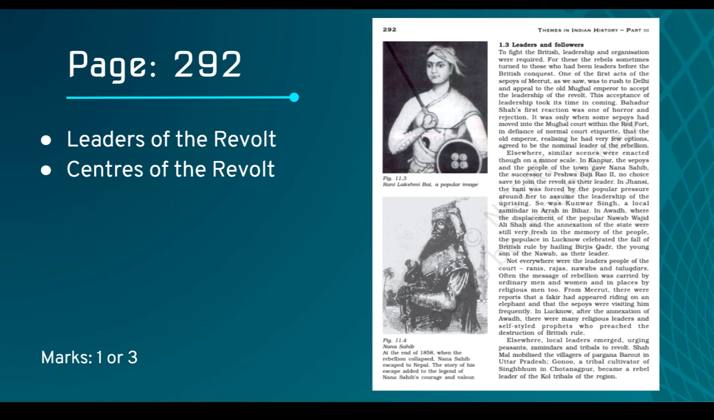Page 292 gives you leaders of the revolt as well as the centers. So you may get 1 mark or 3 mark questions, most likely 1 marker or a map question from this section where you need to know which leader led the revolt from which center.